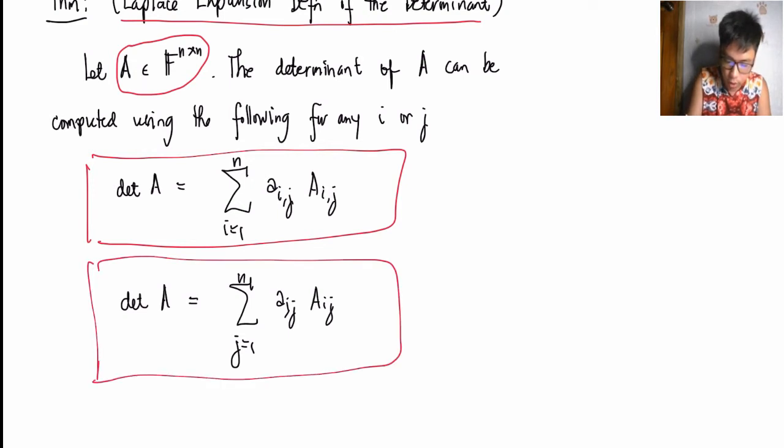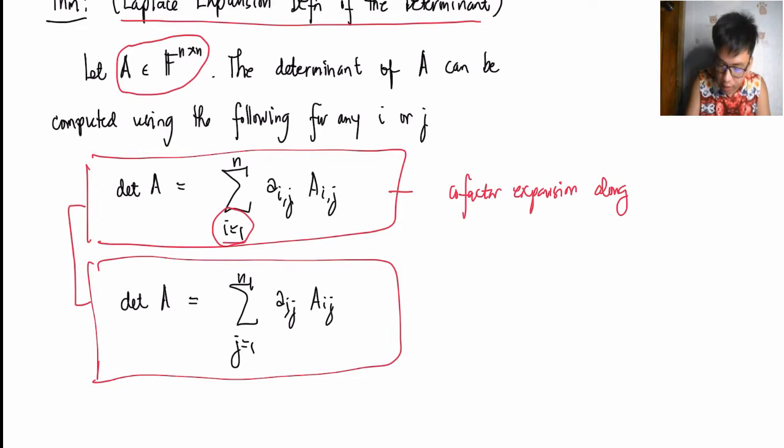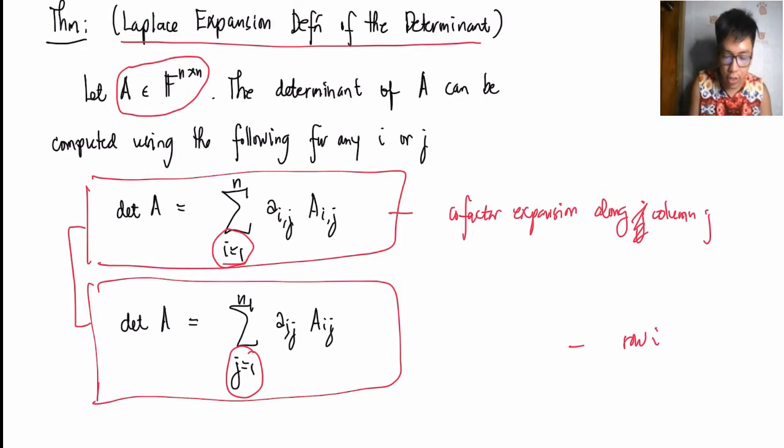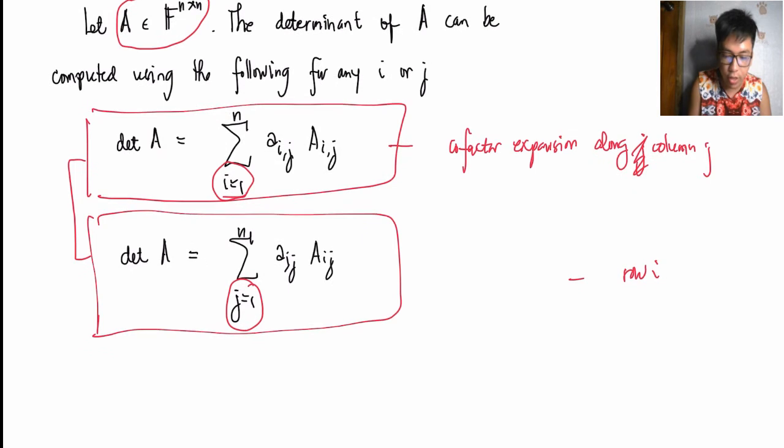These two formulas are actually equivalent. This one is the cofactor expansion along column j. The one that works here is the i, which is the row. So if this is j, which is the column, this is along column j, and the other is along row i. That's it. In view of this theorem, we will consider an example.